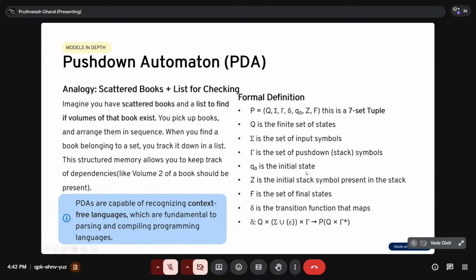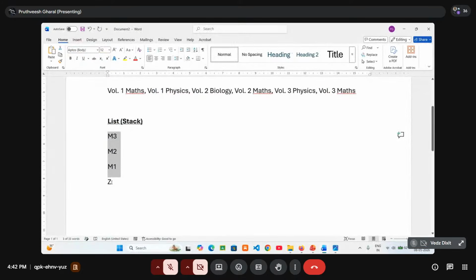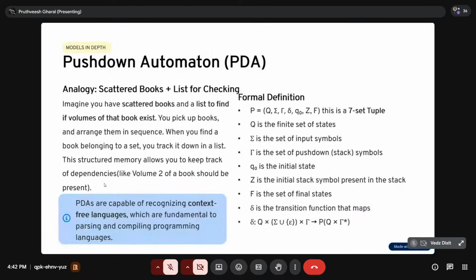Next is Q0, the initial state. We have already seen what this means. Z is the initial stack symbol present in the stack. You might have observed that we have written Z here. Whenever we start any operation in a pushdown automaton, Z is always present. It represents that the stack is empty.